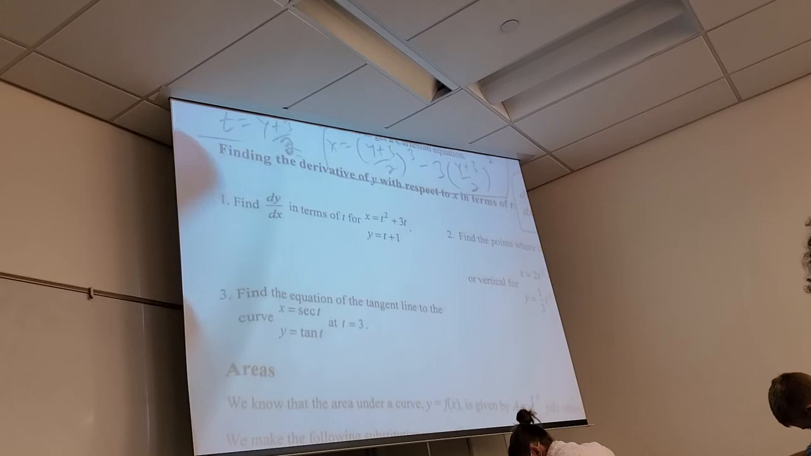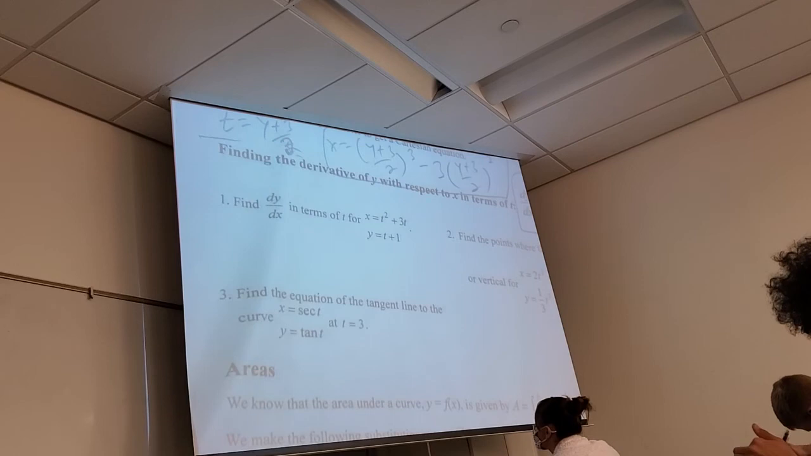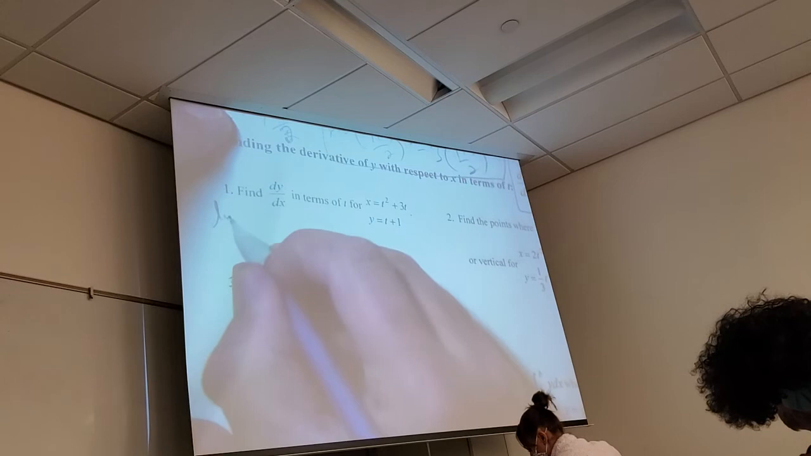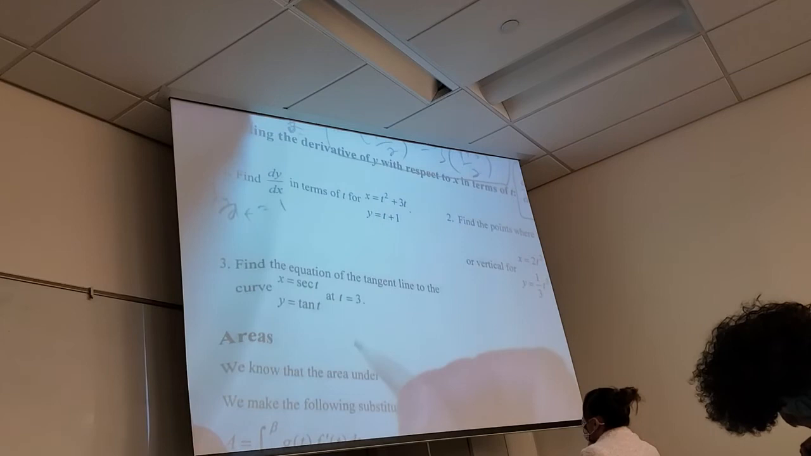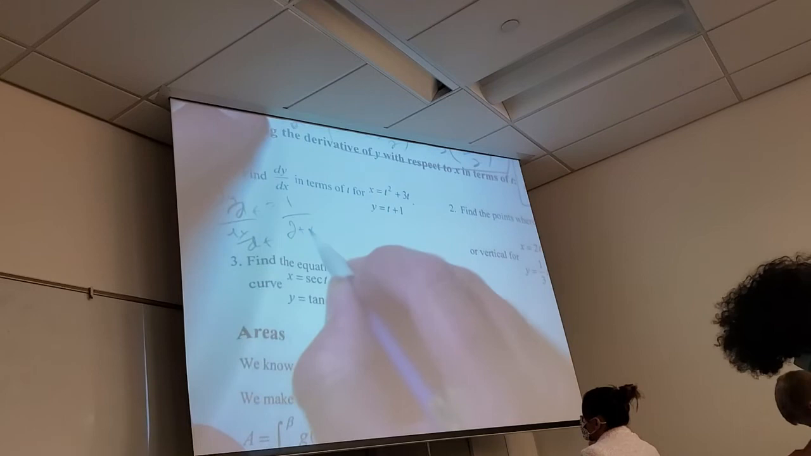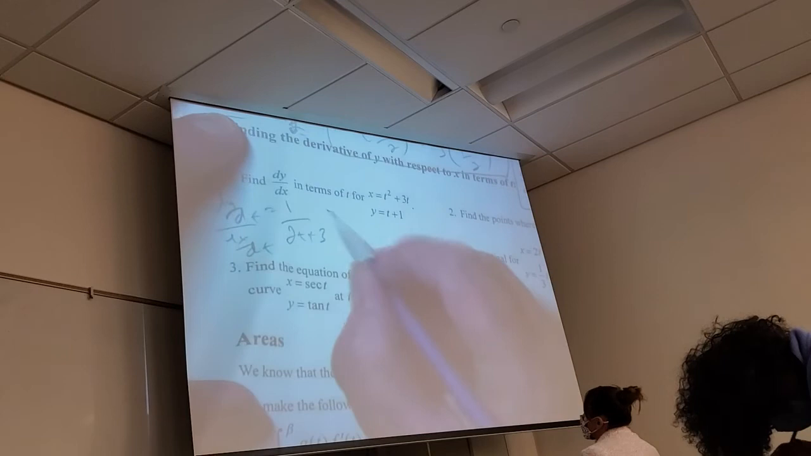What's nifty about parametric curves is a single input t creates entire points, and this is why I can get dy/dx in terms of t, because t defines the point that I'm at. So what do I find first? Well, what's dy/dt? One. And what's dx/dt? 2t plus 3. Therefore, dy/dx is 1 over 2t plus 3.